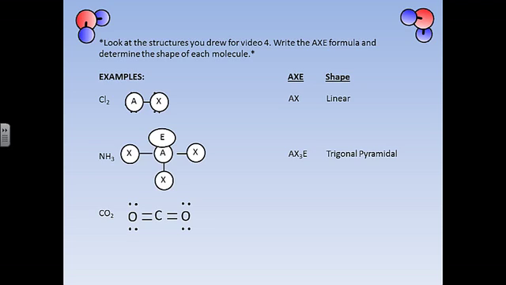In carbon dioxide, carbon is the central atom A, and the oxygens are the X's. Carbon has no lone pairs, so there are no E's. Remember, we only care about lone pairs if they are on the central atom. The AXE formula is AX2, so the shape is linear.